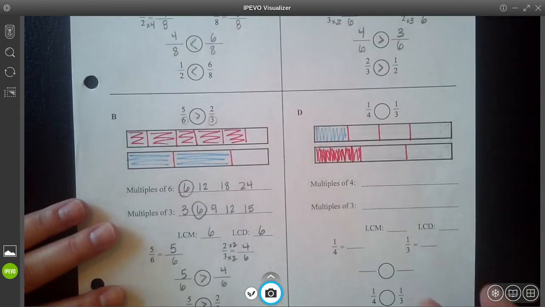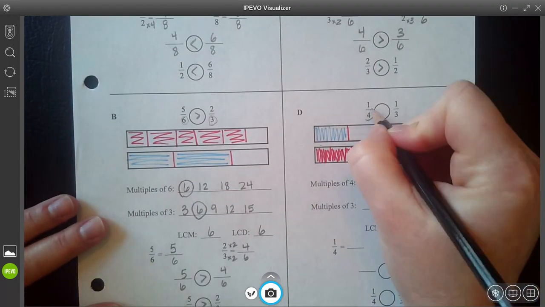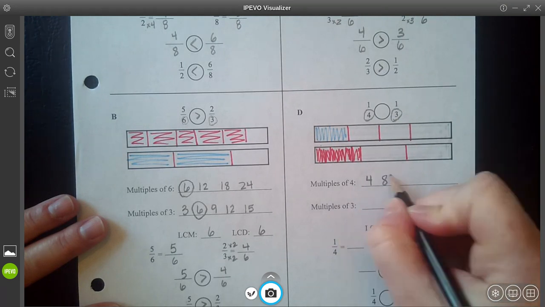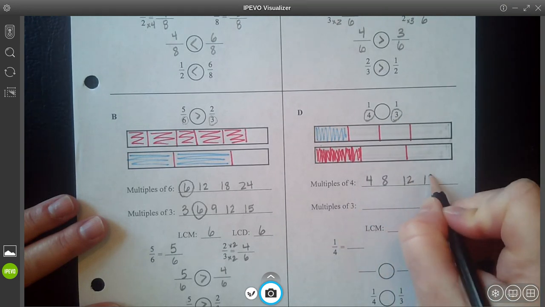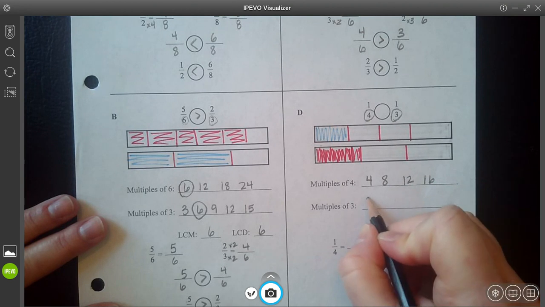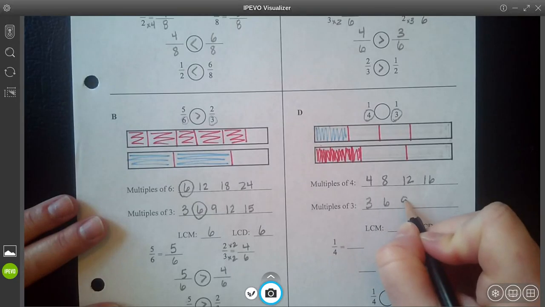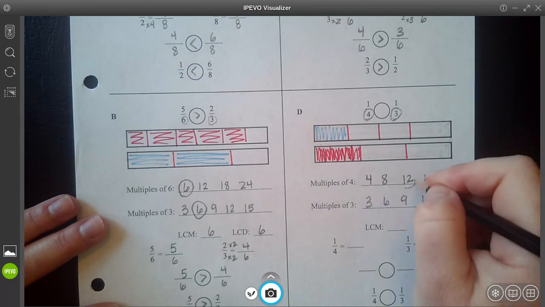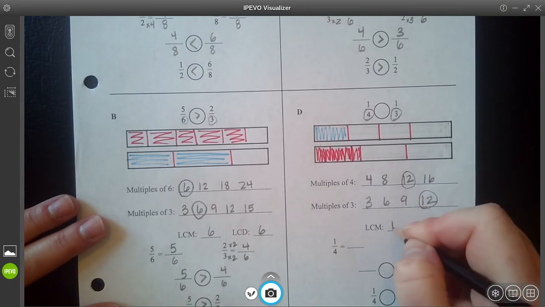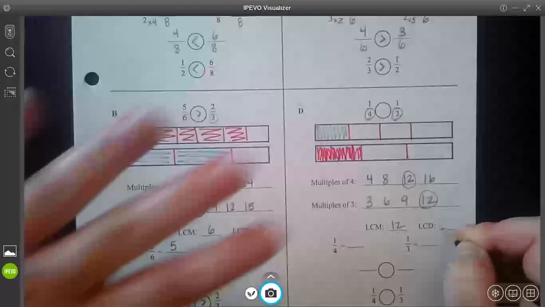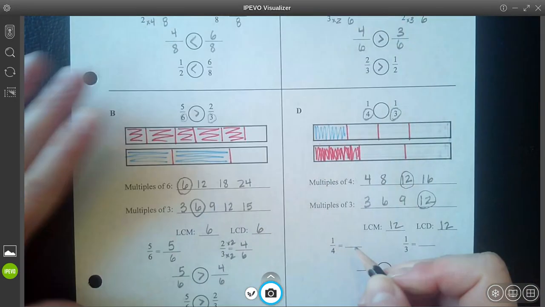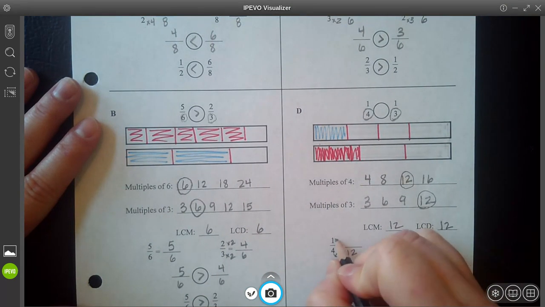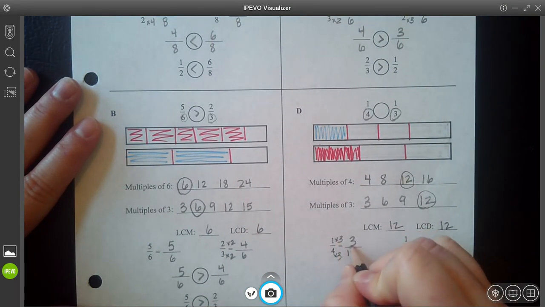One last example for you guys. We're going to compare 1/4 to 1/3. So we have 4, 8, 12, 16. Multiples of 3: 3, 6, 9, 12. The least common multiple is a 12. Therefore, our least common denominator is also 12. So let's turn 4 into 12ths. 4 times 3 is 12. Therefore, 1 times 3 is 3.